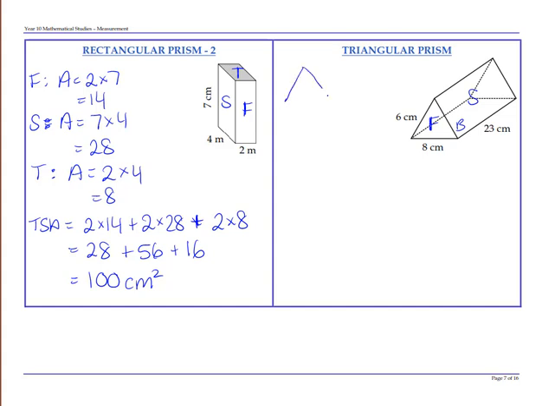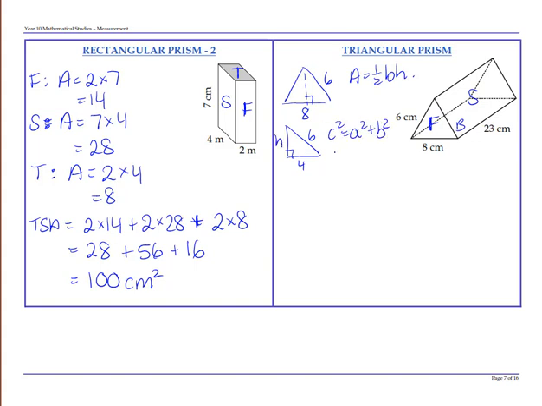But for that triangle, the first thing I need to do, knowing that that's 8 and that's 6, is work out the height, because the area of a triangle is a half times base times height. So my right angled triangle is the bottom is going to be 4, and that hypotenuse is 6. So I've got c squared equals a squared plus b squared.